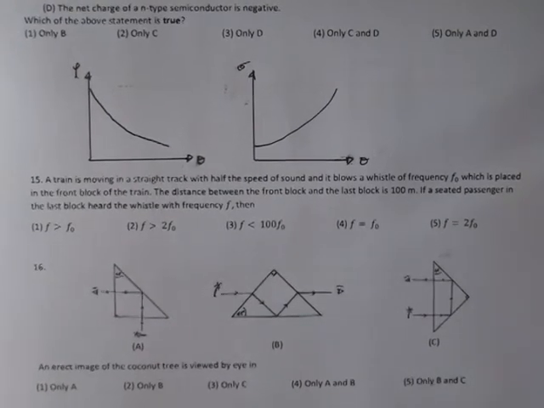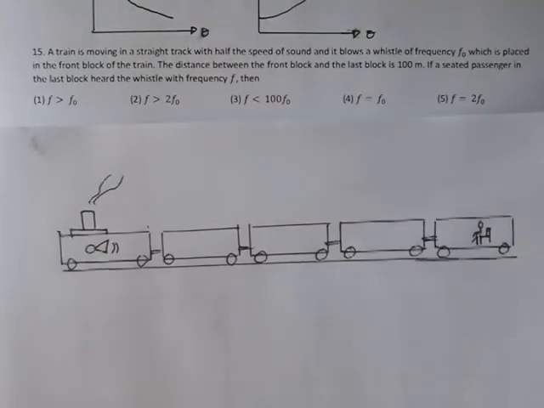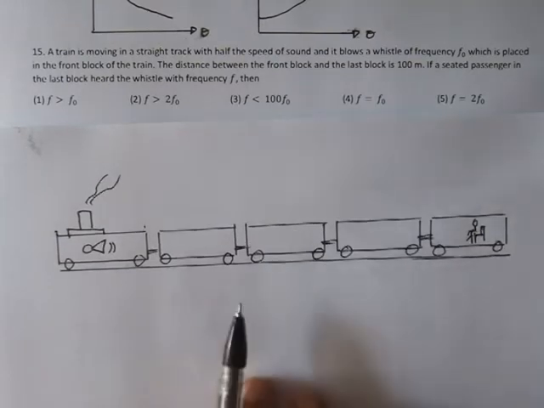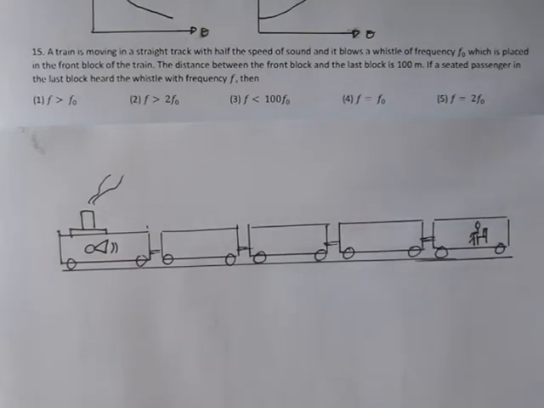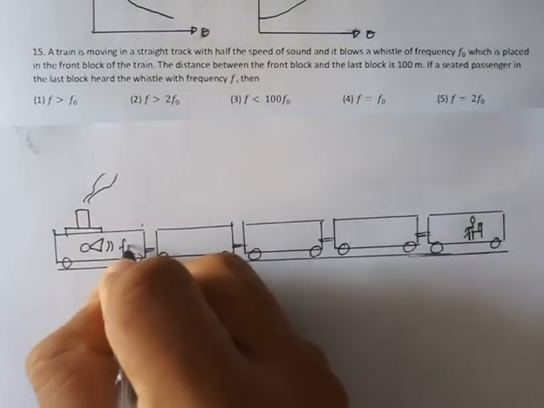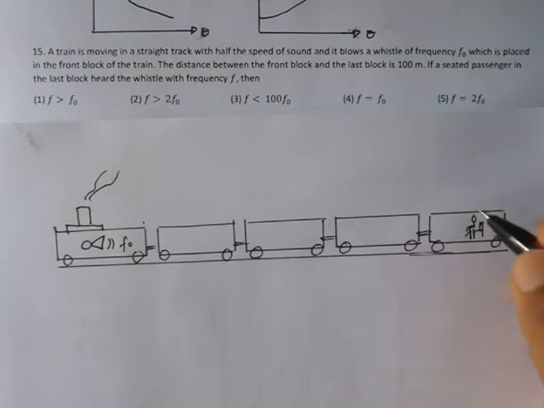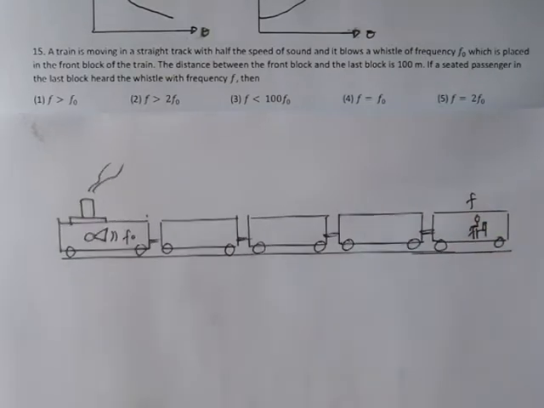a very easy question. Okay, so I'll take the picture of the train. In this train we have 1 2 3 4 5 blocks, and in the front block we have the whistle and it's going with frequency f naught, right? And the passenger is in the last block, the frequency heard by the passenger is f. So we want to find the relationship between f and f naught. So what is the Doppler effect? The change in apparent frequency when there is a relative motion between the source and the observer.